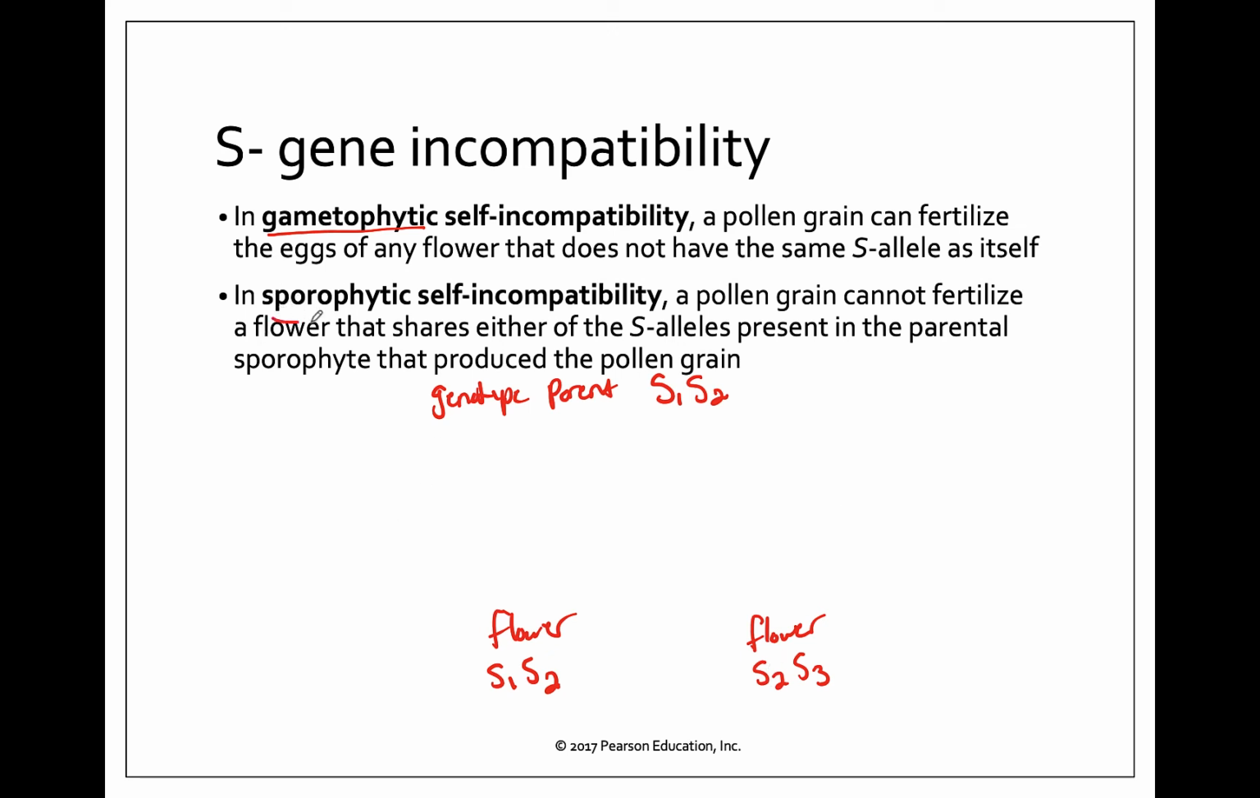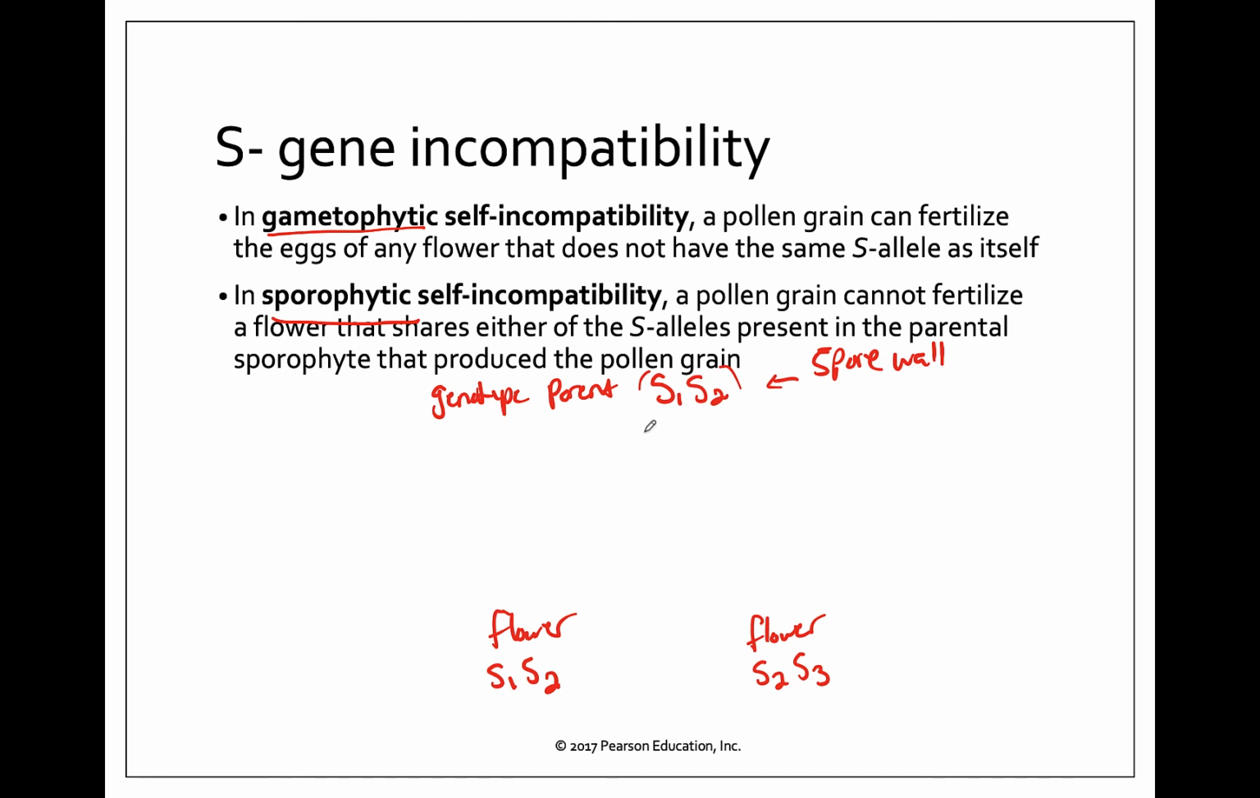All right, so now let's look at sporophytic. So sporophytic takes into account the entire genotype of the parent. It doesn't matter which gamete it produces in the pollen grain. So instead, it looks at the spore wall of the pollen grain because that's going to have both of the parent genes in it. So in sporophytic, if either of the flower genes matches either of the parent genes, then it's going to reject that pollination.